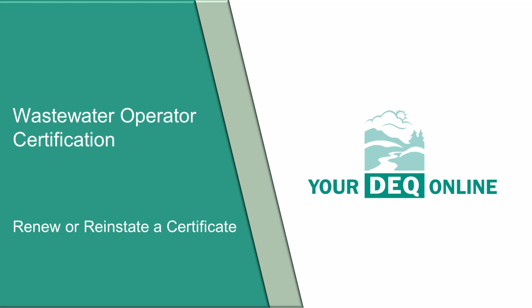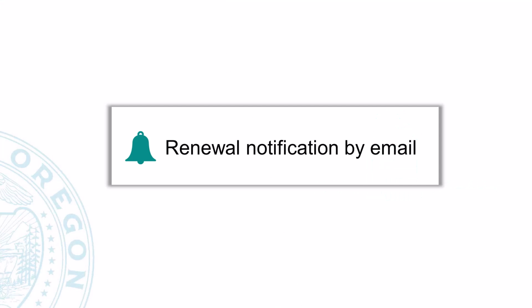For detailed instructions on this process, please see the Renewal and Reinstatement User Guide listed on the Your DEQ Online help page linked in the video description below. With Your DEQ Online, rather than receive a renewal application in the mail, you will receive an email 75 days prior to the expiration date indicating that it is time to renew.